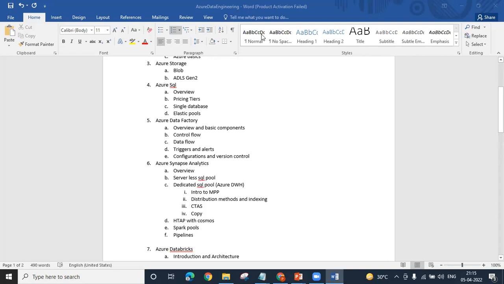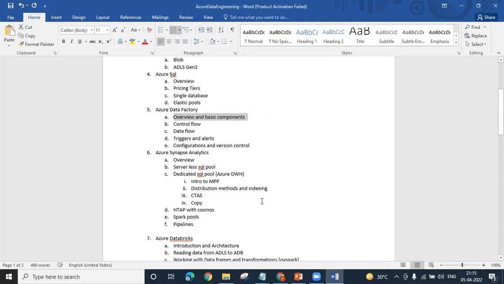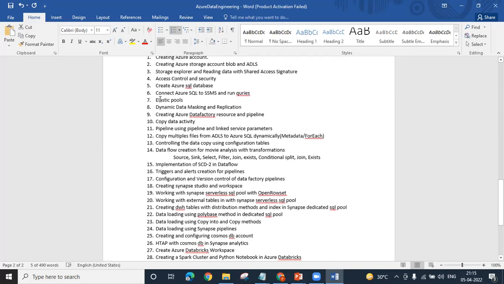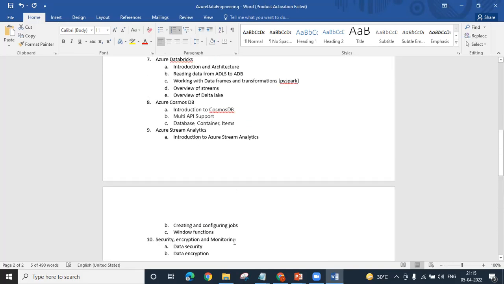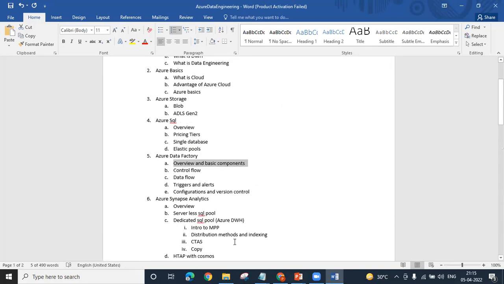Hi PC, Suman here. Hi Suman. How is the practical? Will there be a separate lab? No, it happens during the course itself. Suppose I'm talking about Data Factory, I'll talk about the overview and basic components, then jump into Data Factory and start explaining pipelines and so on. For the practical things, we have separate user IDs and all the things.